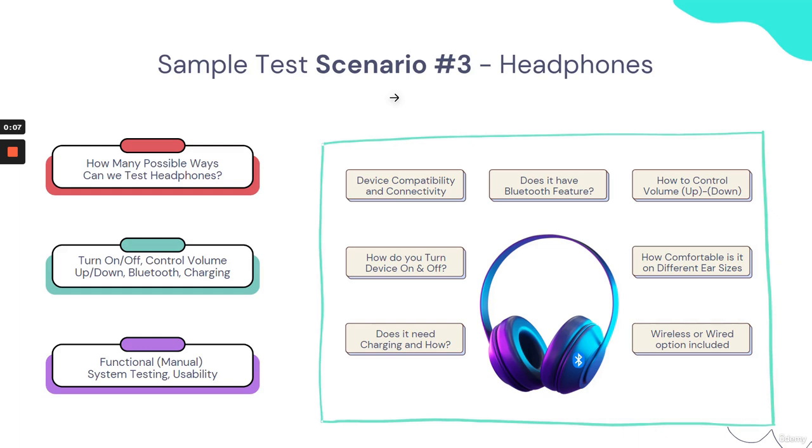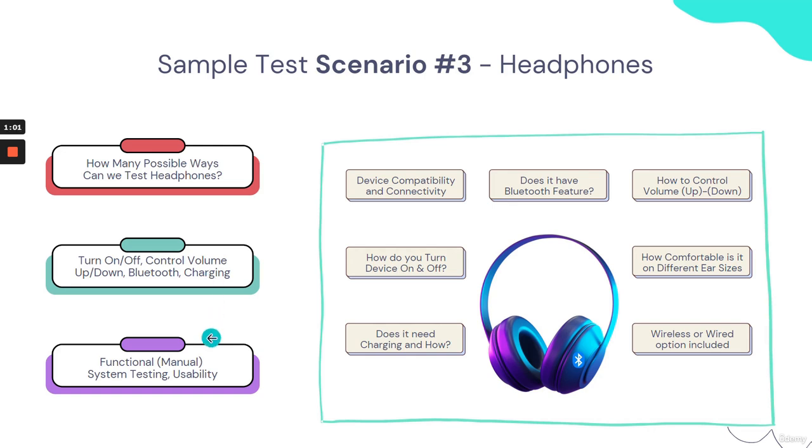This time, we're going to look into how we can test a physical pair of headphones. So the problem statement, as always, is to see how many possible ways are there to test our headphones. Some of the ideas for testing that come to mind are something like turning the headphone system on or off, controlling the volume by pressing up and down, is it Bluetooth enabled, as well as does it require charging or is it a plug-in, or is it a wired or connected headphone?